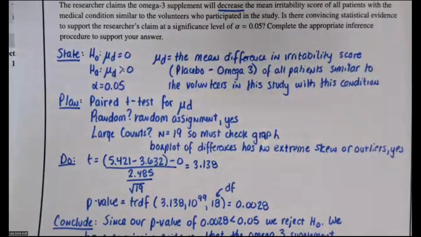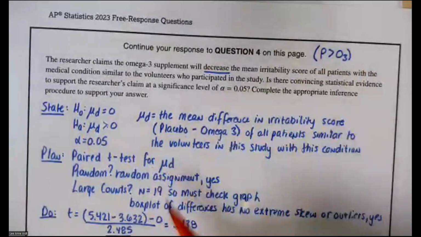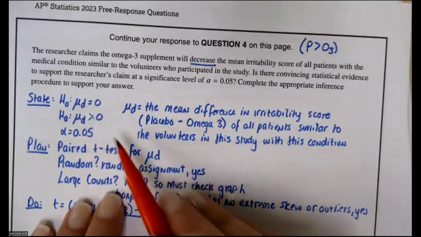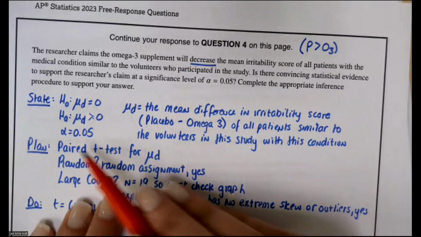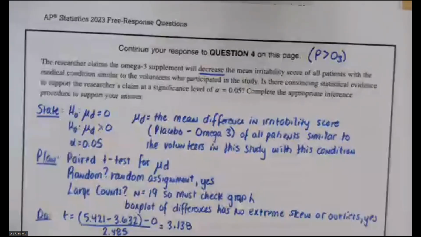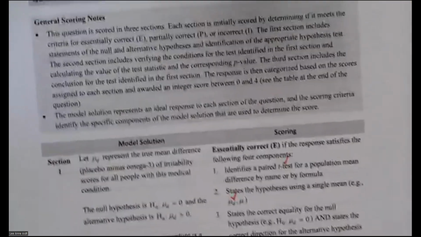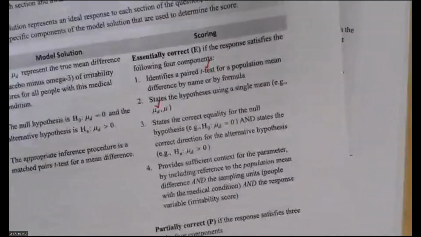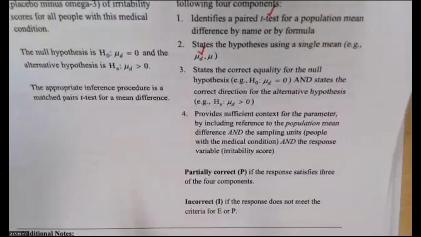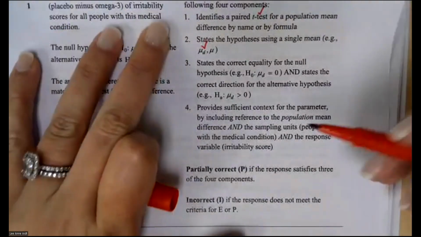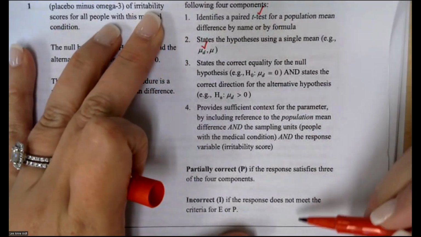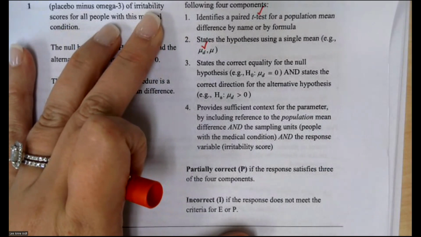Section 1 is the identify or the state section plus the inference method. I literally wrote here on my paper. If you got 3 of the 4 of those, you get a P, otherwise you get 9. Okay, moving on.